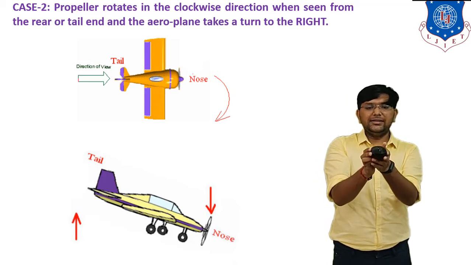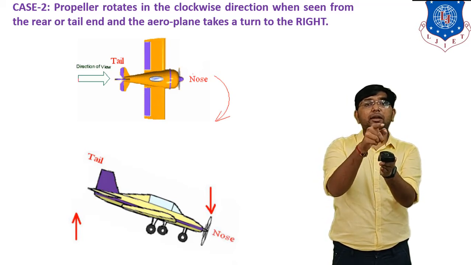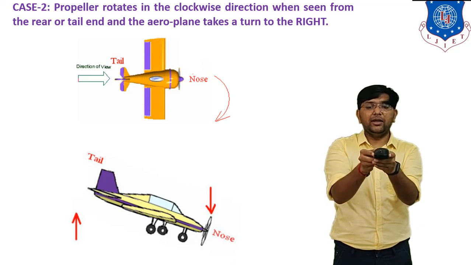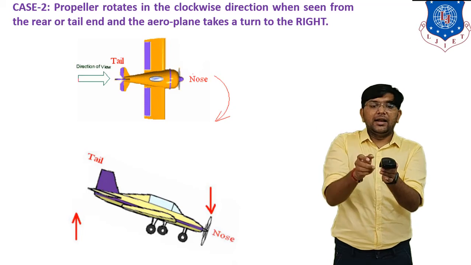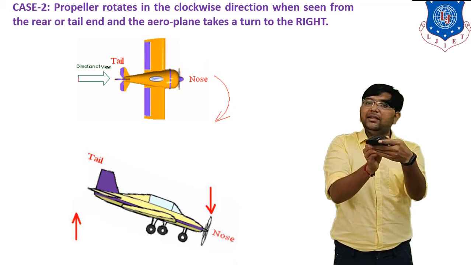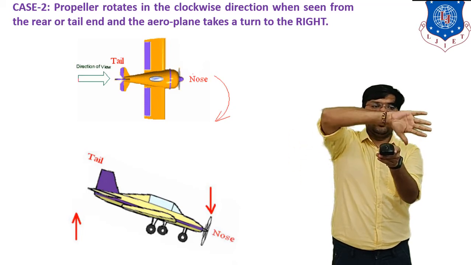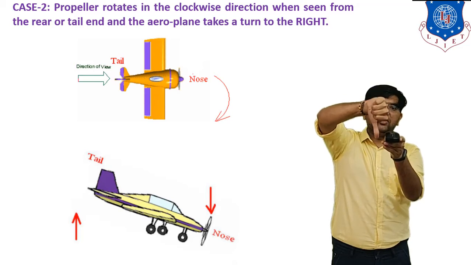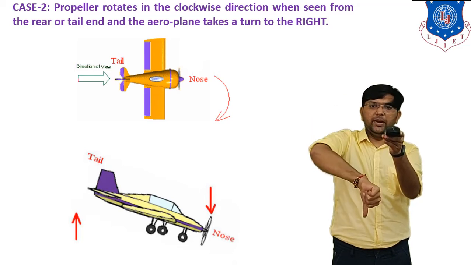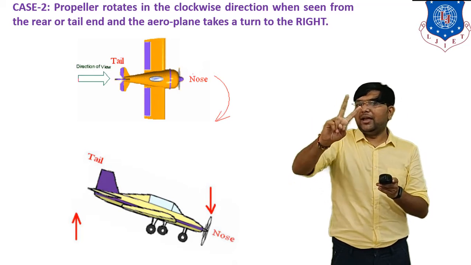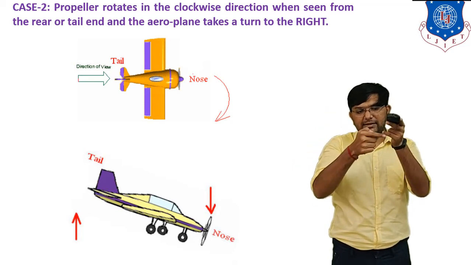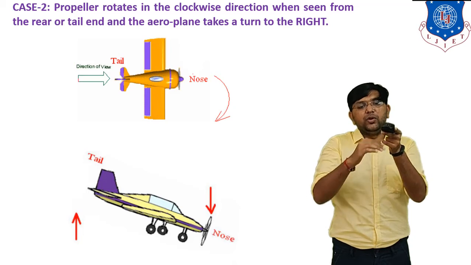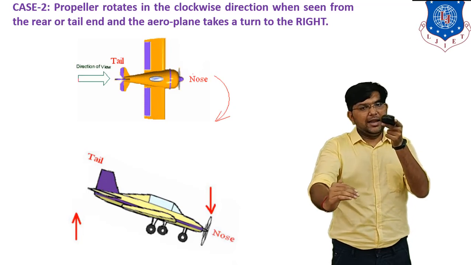Clear? Now this is the aeroplane, and the aeroplane tries to take a right turn. You can visualize from the top side. Now you have to put your fingers in the right side. At that time the thumb indicates the direction of angular momentum. Clear? Now again we have two vectors. The first vector is in the forward direction, the second vector is in the downward direction. So the resultant vector is in the inclined direction.